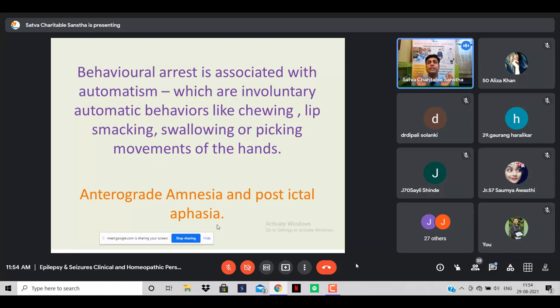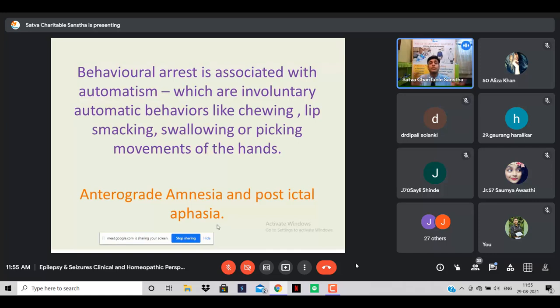Post-ictal aphasia means once the convulsions or this episode is over, the person will not be able to talk, not be able to explain, and will not remember what has happened during the episode. So there is a transient amnesia. These types of cases are also there. When we are taking the history, all this has to be kept in mind. We have to ask the person, do you know what happens? So he will say, I don't know what has happened.